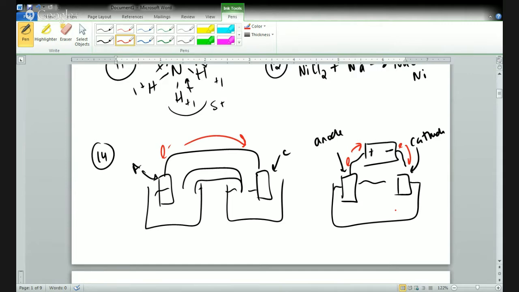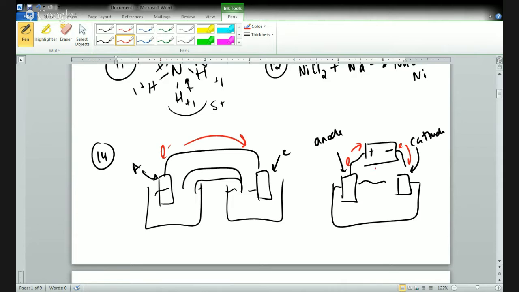C says a salt bridge must be present to make the cell work. That is only true of your voltaic cells. We need that salt bridge to make sure that these solutions remain electrically neutral. So the only one that needs a salt bridge would be your voltaic cell. And D says a wire must connect the anode to the cathode in order for the cell to work.